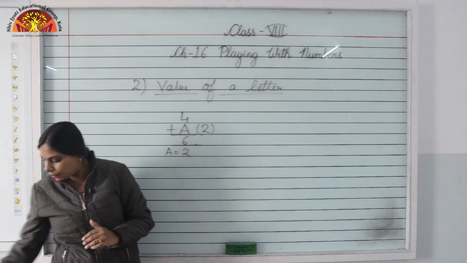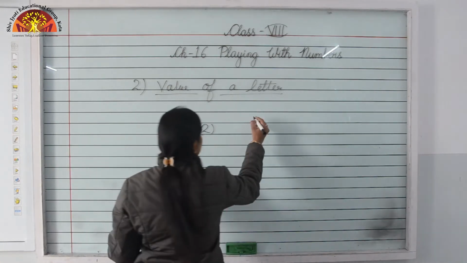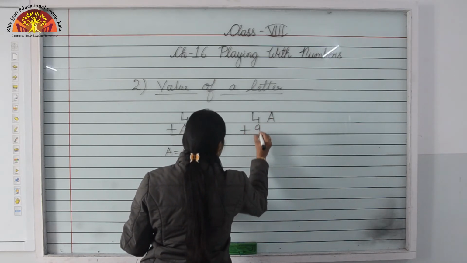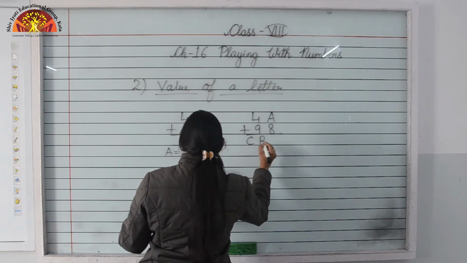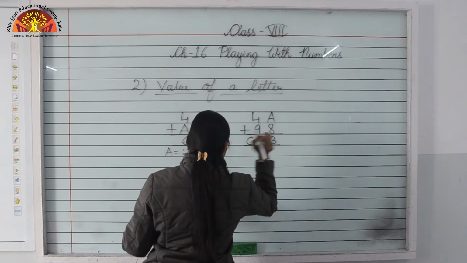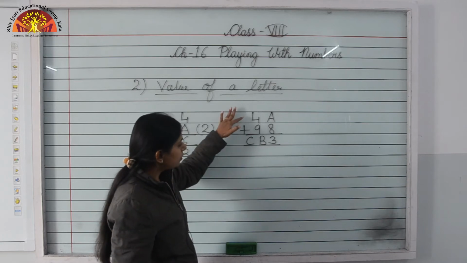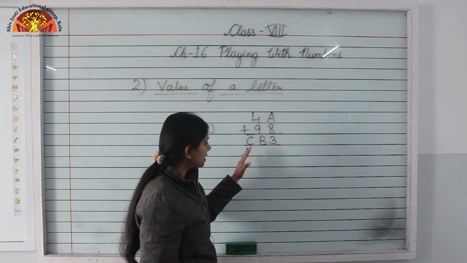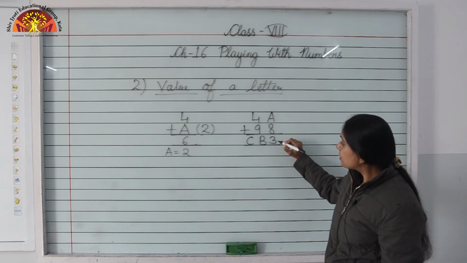Now just see the second example here, children. The second example is 4A plus 98 and the answer is CB3. Is it clear? Now just see children, please pay attention, it's a very good question. Here, 4A plus 98 gives the answer CB3. Now just see, after addition you can see the digit here is 3.